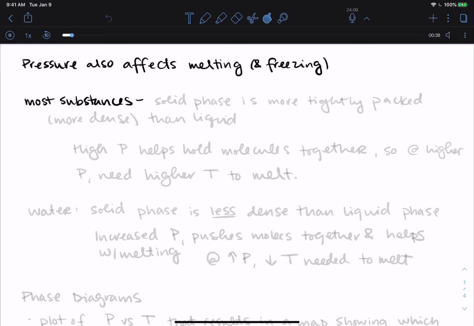The second set is going to be for water, and then there are some other things that have the same properties as water that might follow this. So for most substances, what you tend to know about how phases work applies. So the solid phase is more tightly packed than the liquid phase. And by more tightly packed, we mean more dense.